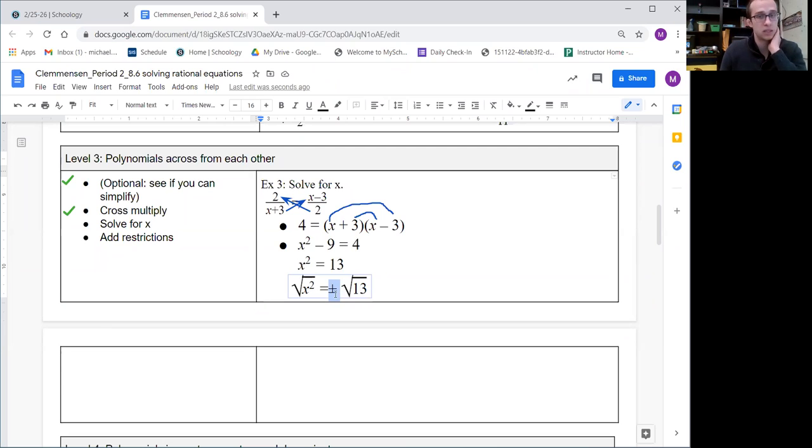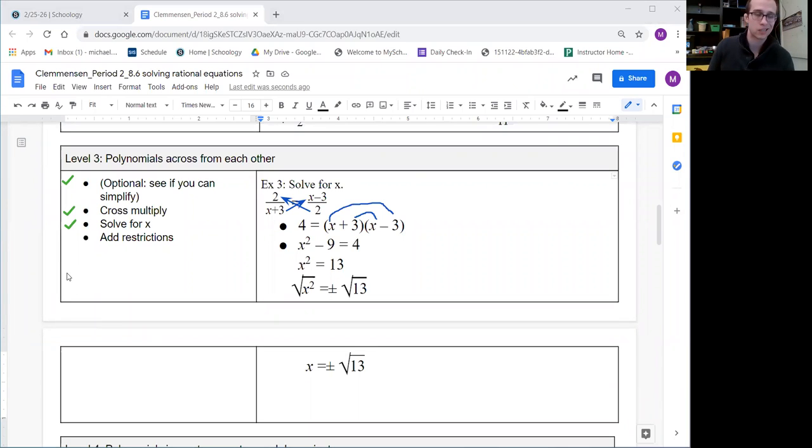Now the last step I have to make is to simplify. Turns out the square root of 13 is prime. 13 is prime, so I can't simplify it any further. So I just end up with x equals plus or minus the square root of 13. All right. That is my two solutions right here. Are there any questions on how we solved our equation? How we solve for x?